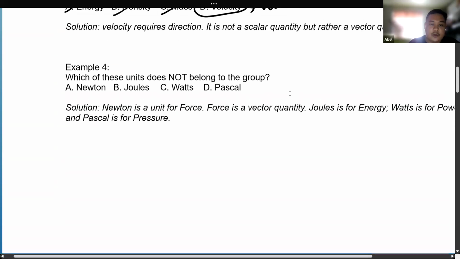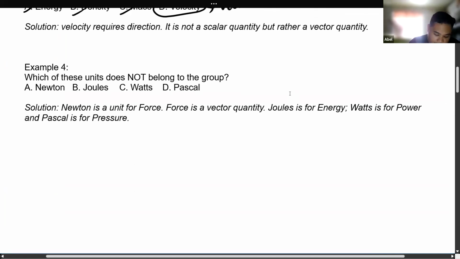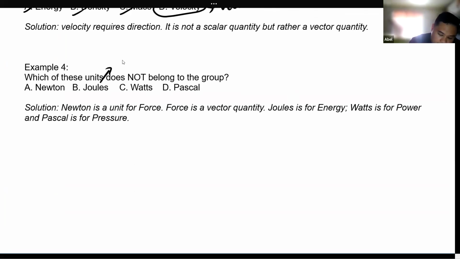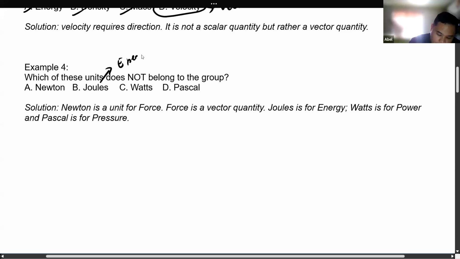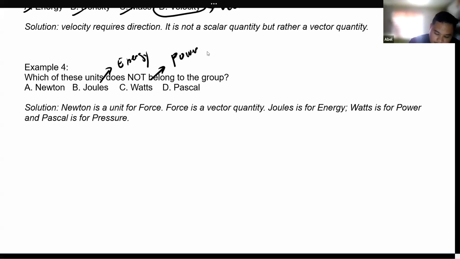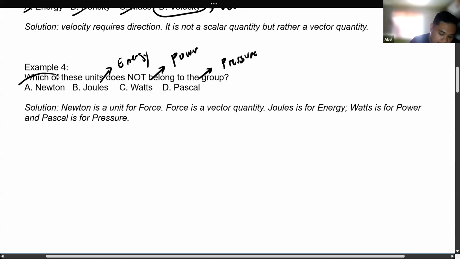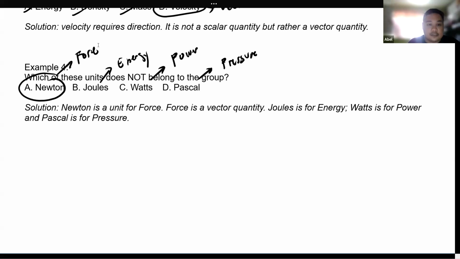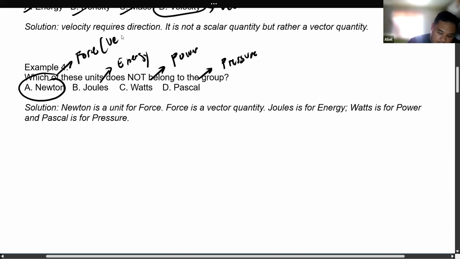Example number 4, which of this unit does not belong to the group? So look at this part. So joules is for energy, which is a scalar quantity. Watts, it's for power. And Pascal is for pressure. So all of this, it does not need direction. So letter A, the answer here is Newton because force is a vector quantity.